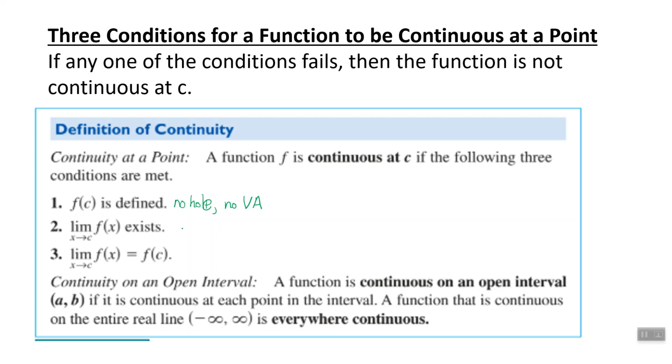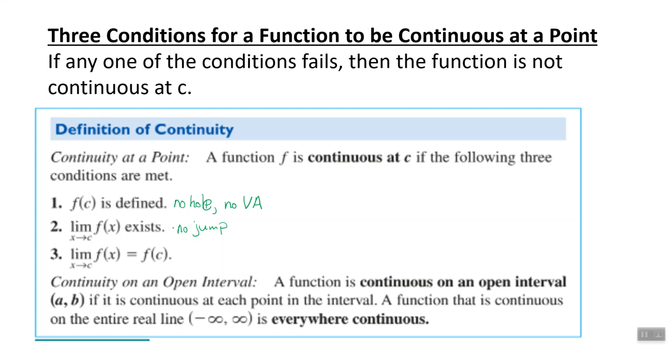Next, the limit exists. If the limit exists, that means we don't have a jump. Both sides would have to go to the same value for the limit to exist. And then we need, I guess we could have an open hole. That wouldn't work, but if the hole was filled in, that would be okay. Now the limit exists, and if that limit equals the function value, then it is continuous.